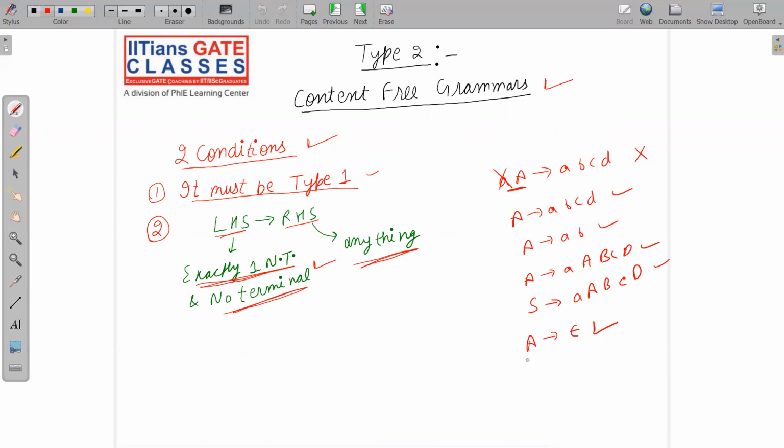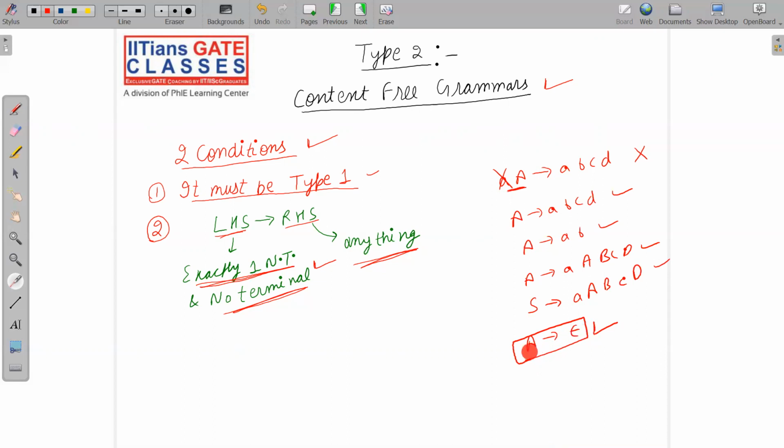And why is this an exception, or why are we allowing this thing? Because we have an algorithm which can remove all the null productions from the type 2 grammar. I will show you that algorithm after a few lectures, in chapter 3, that is PDA and context free grammar. In that chapter, I will show you the algorithm, and we can remove all the null productions from the given grammar. Hence please remember that null productions are not allowed in type 1, but these are allowed in type 2. Why? Because we have an algorithm to remove all these things.